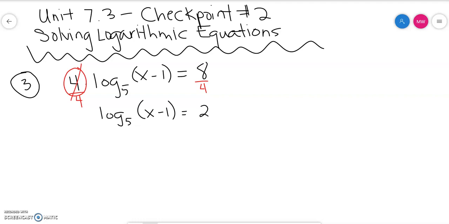Okay, so right here, the next thing we want to get rid of is the log. Well, you have to do the opposite, and we know that the opposite of an exponent is a log, so then the opposite of a log is an exponent. So here, we're going to convert the entire equation to an exponent. When you convert, you always start with that base, so this is going to be 5 to the second power equals x minus 1, right? You always drop that base straight down, and then everything else rolls over. So 5 to the second power equals x minus 1.